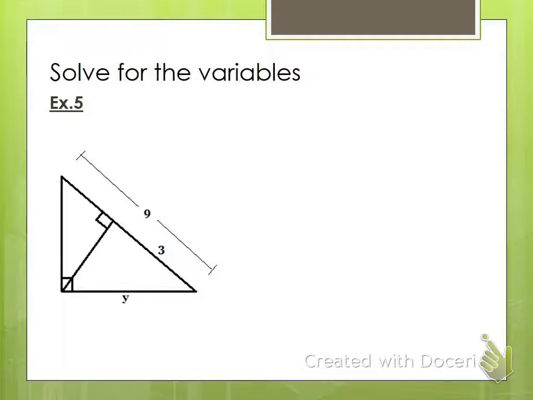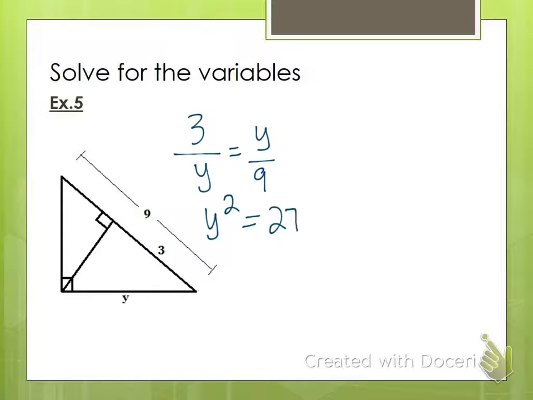Can somebody new volunteer to tell me the proportion they set up? Atea? 3 over y equals -1. Very good. We can cross multiply and square root. Okay, this would be a simplified radical of 3 root 3.